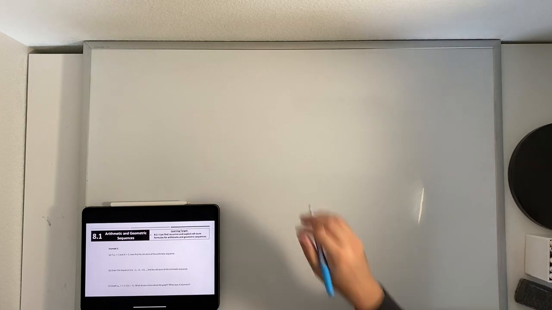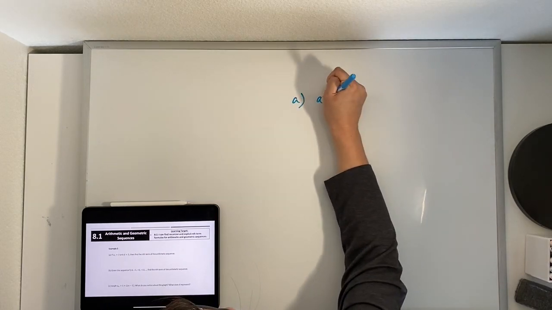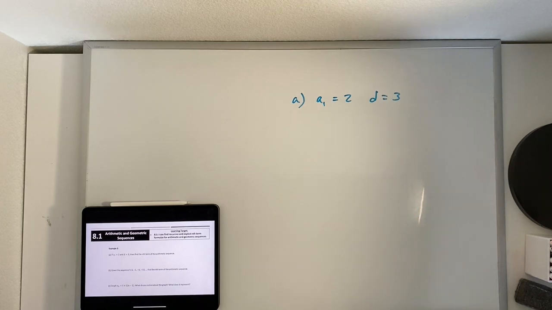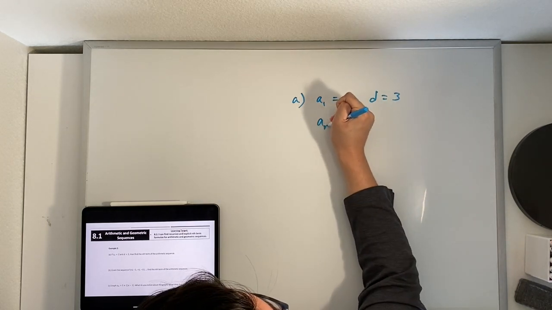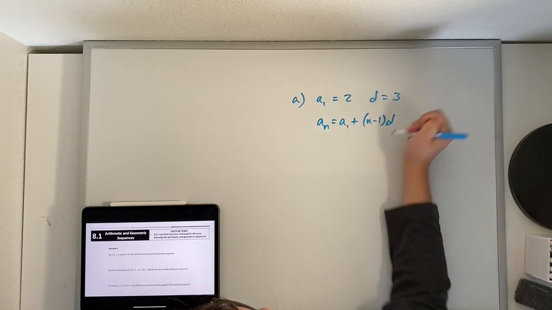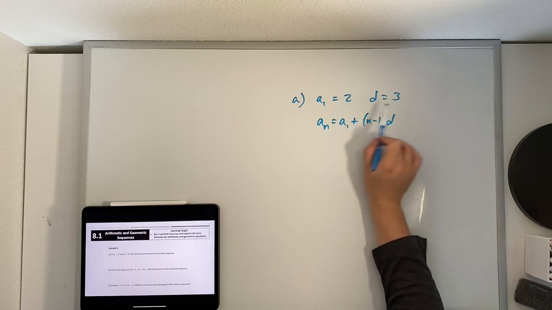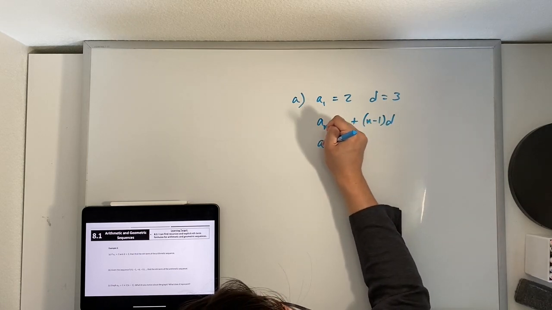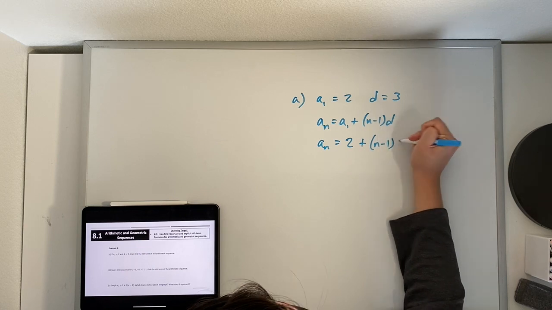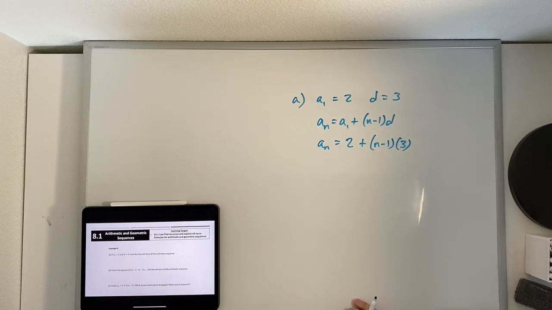If a1 equals 2 and d equals 3, find the nth term of the arithmetic sequence. All right, well, we know that this formula gives us the nth term, so we should just plug in these values that we know. So an equals 2 plus n minus 1 times 3.